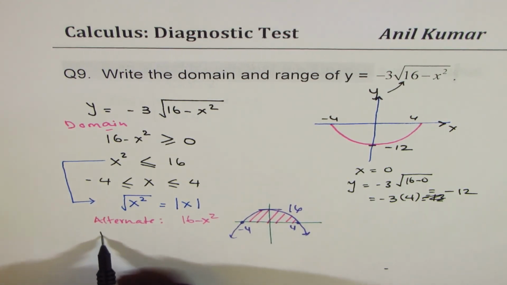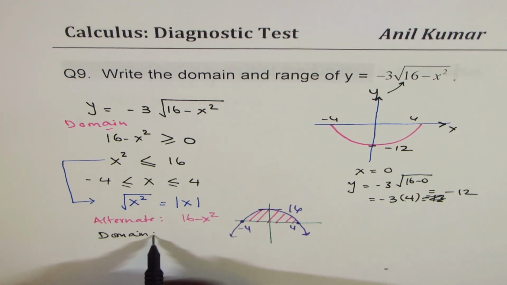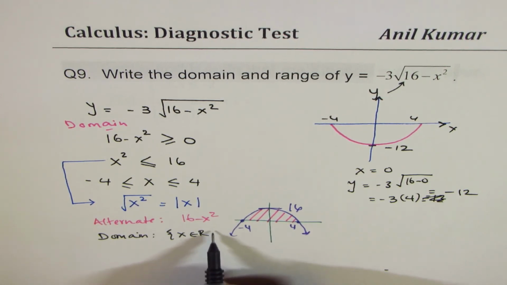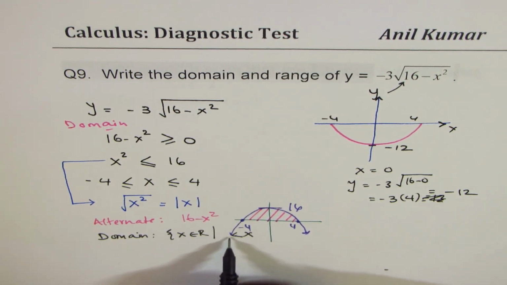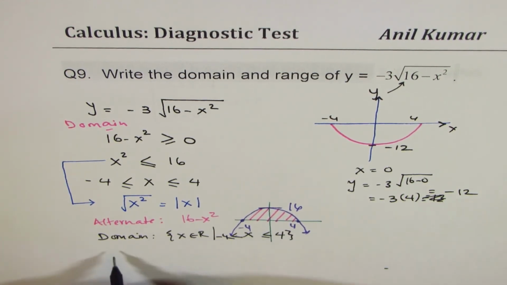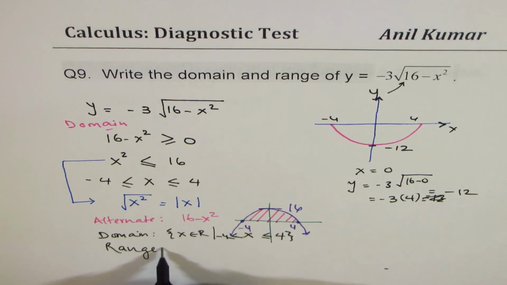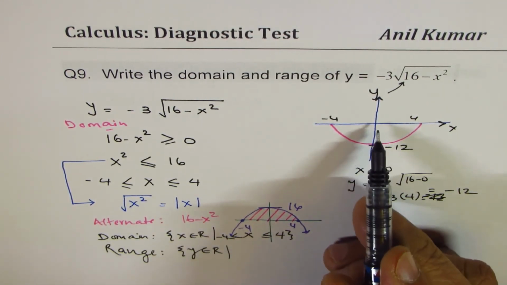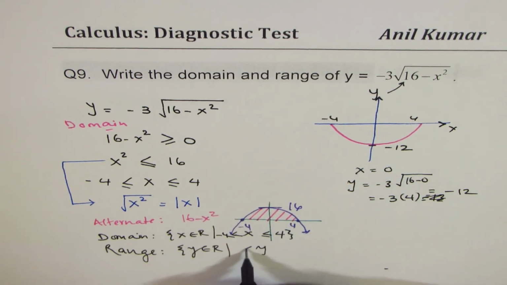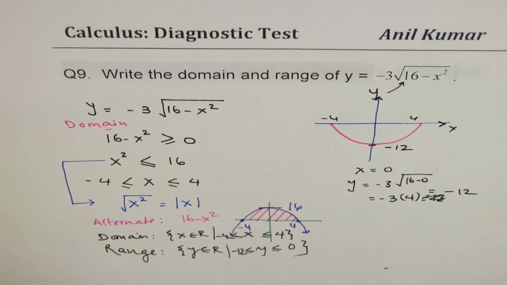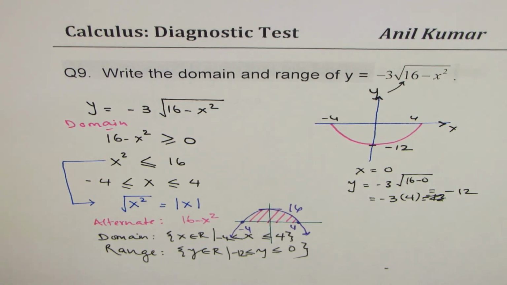So let me write down the answer. The domain of this particular function is x belongs to real numbers, where x is greater than or equal to minus 4 and less than or equal to plus 4. Correct? As far as the range is concerned, range is y belongs to real numbers, where y is between 0 and minus 12. So y is greater than or equal to minus 12 and less than or equal to 0. So that is how you can get domain and range of such functions.